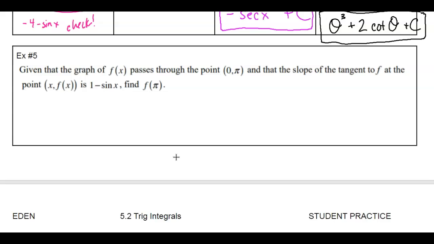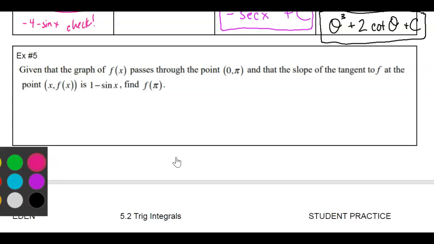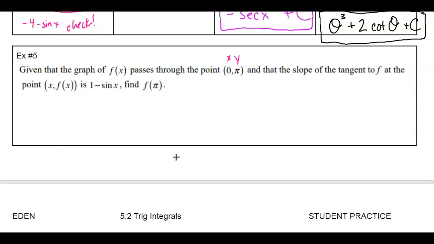All right, now we're going to mix some concepts together, just like we did last quarter. So it says, given that the original function passes through the point, so that gives us an x and a y value, and that the slope of the tangent line at the point there is this. So this is the derivative value. Then I want to find f of pi. So that's on the original function.